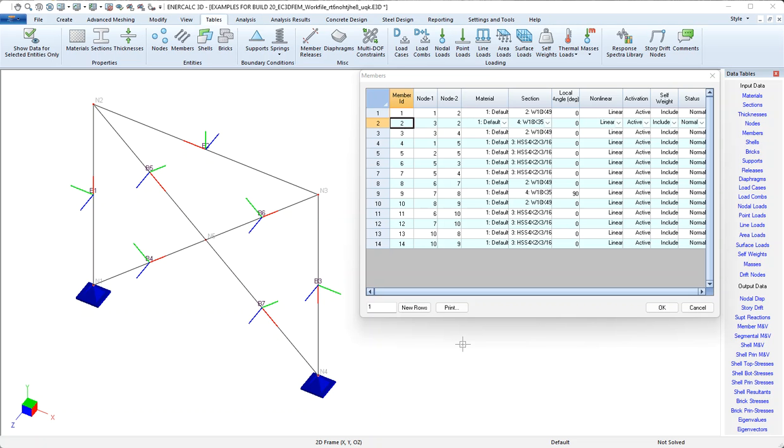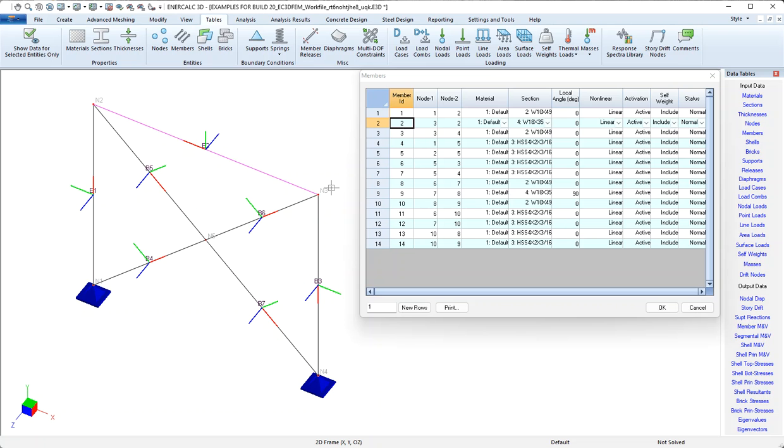In other videos, we've discussed the importance of the member local access system as well as methods to modify the default orientation of the member local access system. But the purpose of this video is to explain how the default orientation of the member local access system is derived. So to understand this set of rules, we'll focus on member B2 here, and I have the members table open so that we can refer to that.